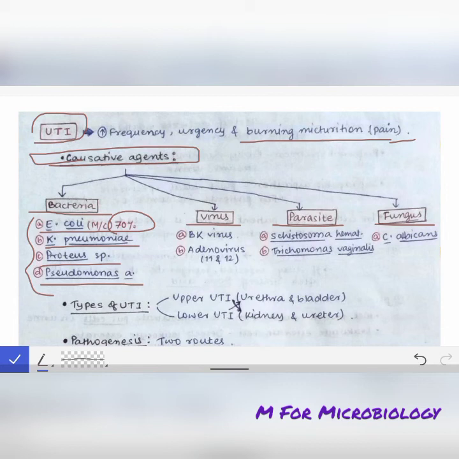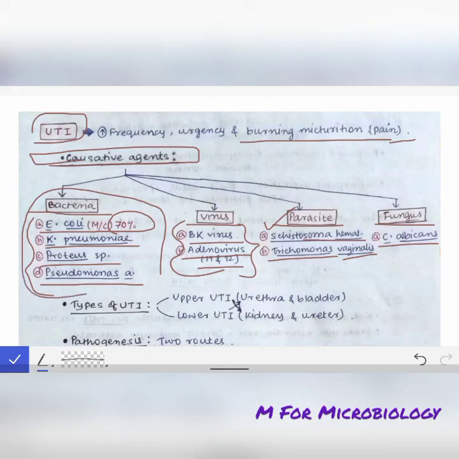The viruses which very rarely cause the UTI, but yes, they also cause the UTI, are the BK virus and adenovirus 11 and 12. Next is the parasitic cause of the UTI. Parasitic causes are Schistosoma haematobium and Trichomonas vaginalis. The fungus which is causing UTI is Candida albicans. In general practice, we have found that most of the cases of the UTI are caused by the bacteria only, and these viral, parasitic, and fungal causes are very rarely found to cause UTI.